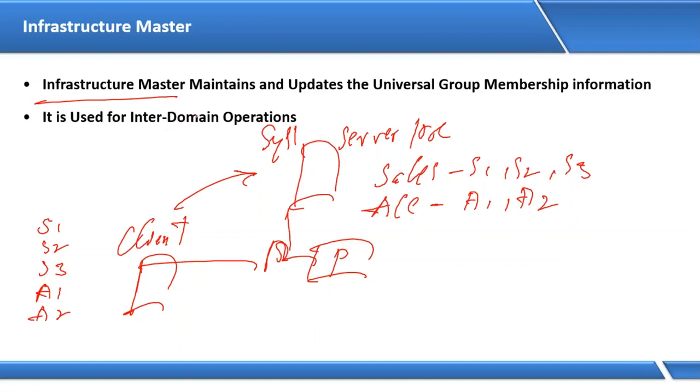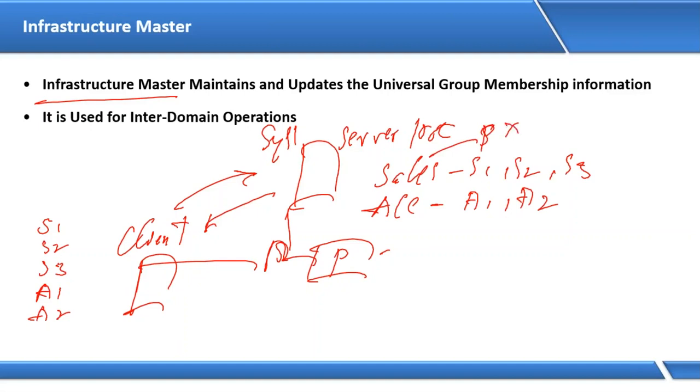So the infrastructure master has information about which user belongs to which group. The infrastructure master says, sir, A1, A2 belong to accounts, S1, S2 belong to sales, and gives this information back to the server, server to client, then the user can log in and access the printer. But after some time my boss comes and gives me an instruction: don't allow the sales users to access the printer. So I'm applying the policy on the sales group here. So I'm restricting the printer, right?